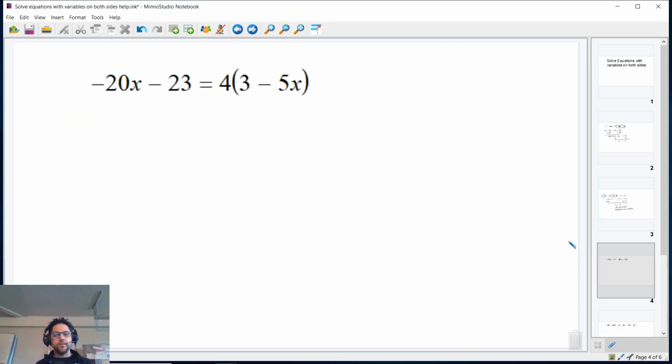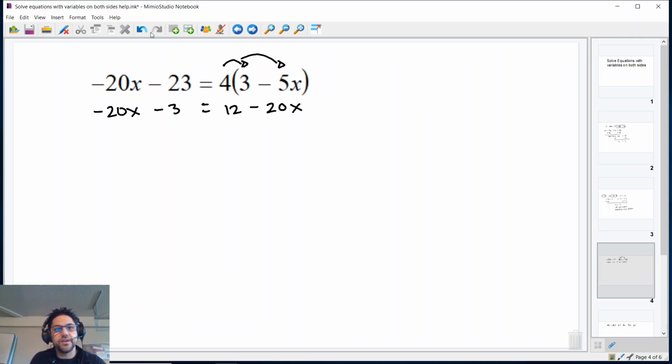All right, on this one here, we're going to go ahead and practice our distributive property. So we've got 4 times 3, which is a simple 12, and 4 multiplied by negative 5x is a negative 20x. Now you may be noticing, Mr. Murillo, I have my x's the same, but my numbers, these integers, are not the same. So what am I supposed to do there?